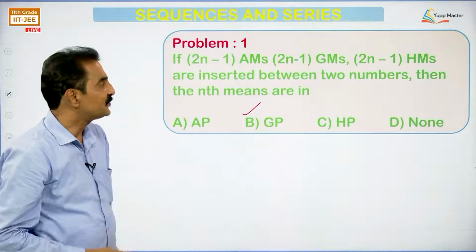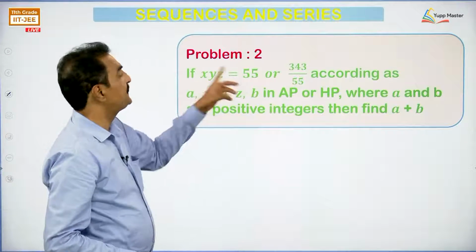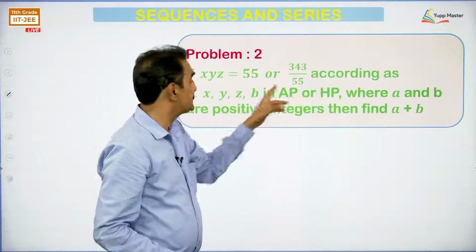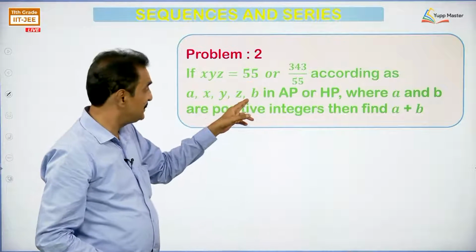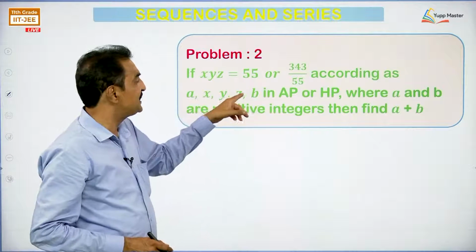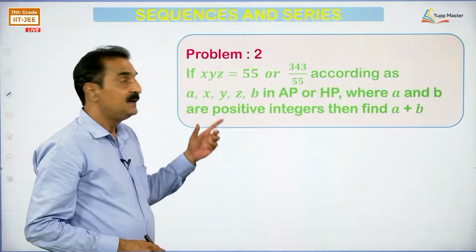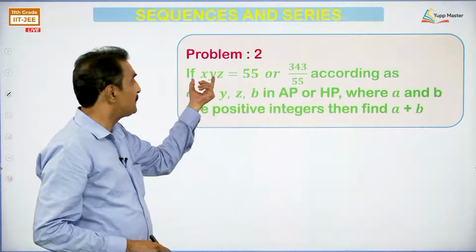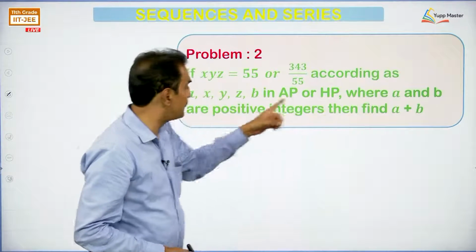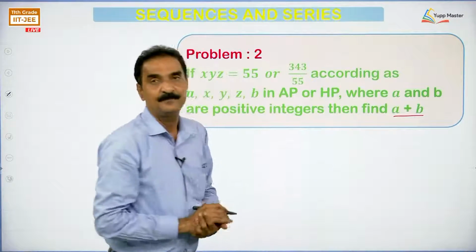Alright, let us move to the next question. If XYZ is equal to 55 or 343 by 55, according as A, X, Y, Z, B are in AP or HP. What does it mean? If A, X, Y, Z, B are in AP, then the product XYZ is 55. If the same numbers are in HP, the product is equal to 343 by 55. Then where A and B are positive integers, find the value of A plus B, that is the question.